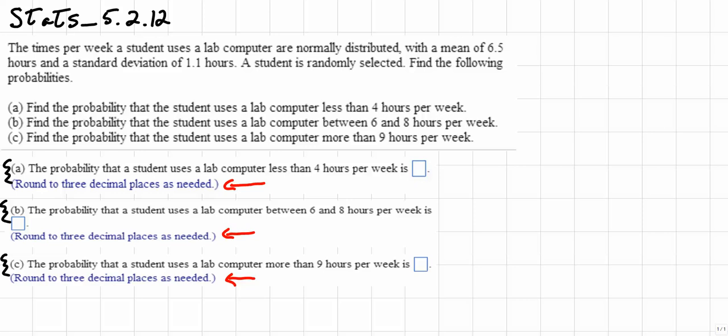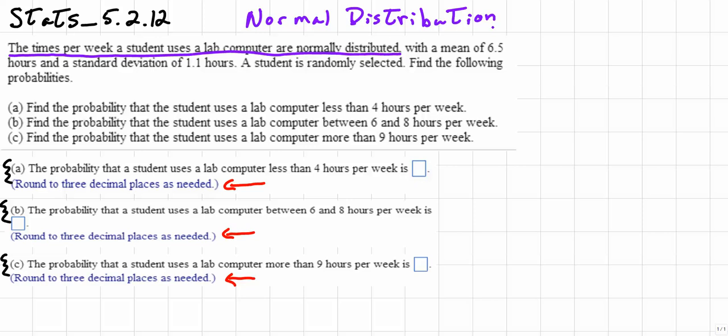Now we have to understand exactly what's going on with this problem. We'll go back up to the original part of the problem, and we see that the times per week a student uses a lab computer are normally distributed, which means that we are looking at a normal distribution. And table 4 in the textbook is used. That is called the standard normal distribution table in the textbook.